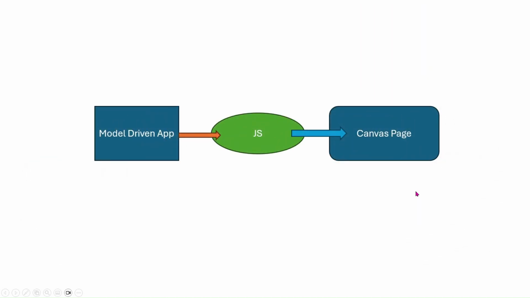So in order to achieve this, the high level architecture: we will be having a model driven app which is hosting a JS which gets invoked on a button click within the model driven app, and it's going to render a custom canvas page. So let's deep dive into a detailed implementation on how to achieve this.